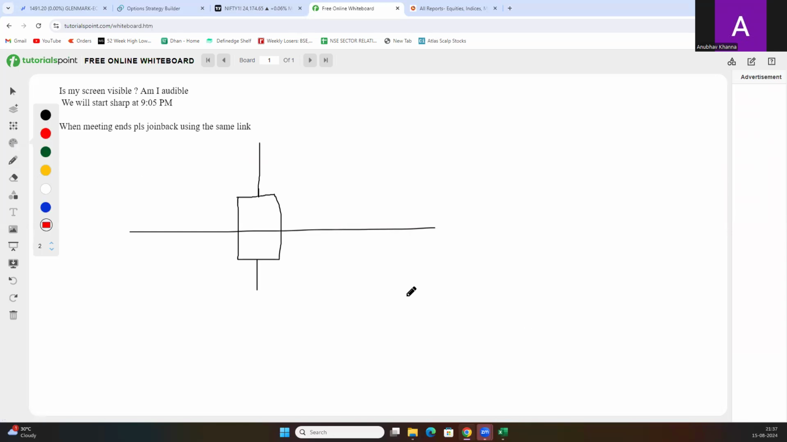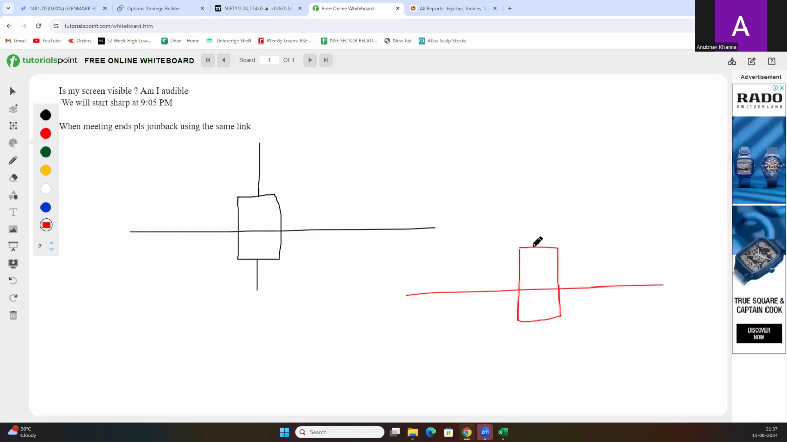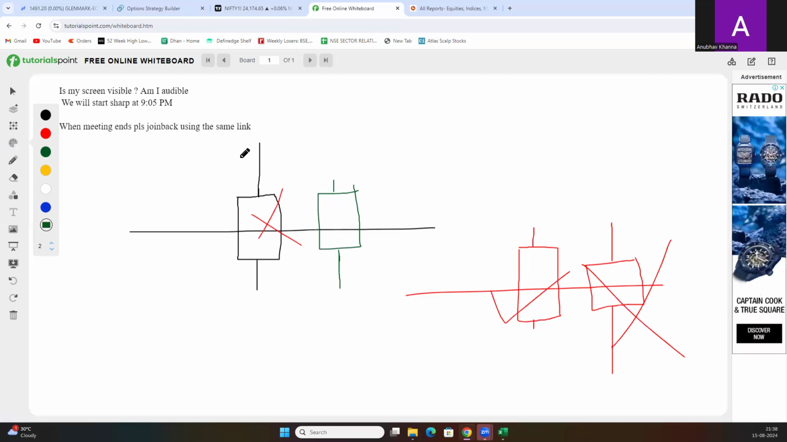One more example on downside, I want to enter something like this. I don't want to enter something like this. This is not my method to enter. This is my method to enter. This is not my method to enter. This is my method to enter, right? I will not enter here. I will enter here or either here.